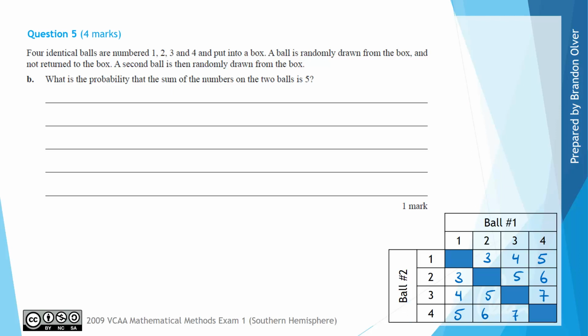This would be 5, 6 and 7. So now that we've set up our sample space, the probability that the sum is 5 is going to be 1, 2, 3, 4 outcomes out of 12. So therefore, the probability that the sum is equal to 5 is simply equal to 4 outcomes out of 12, which is a 1 in 3 chance. So that is the answer for part B of this question.